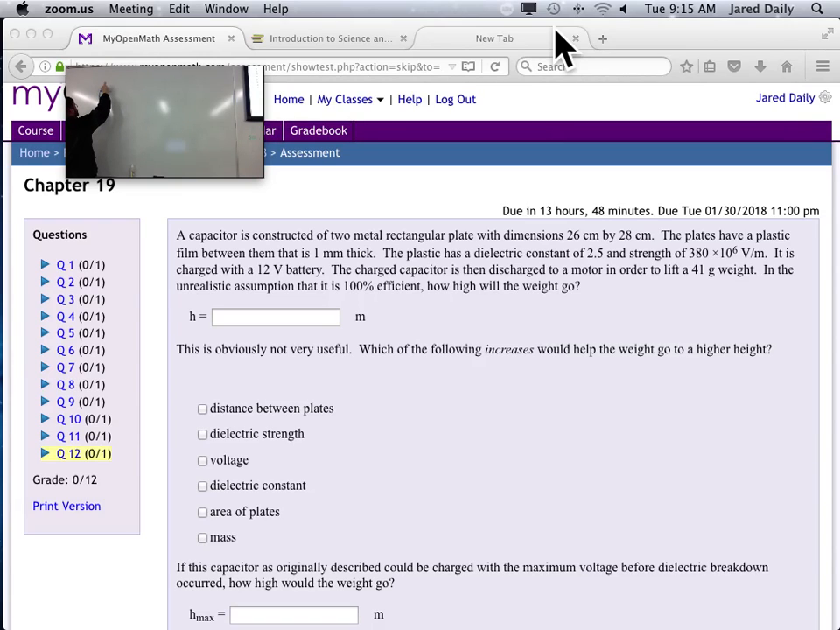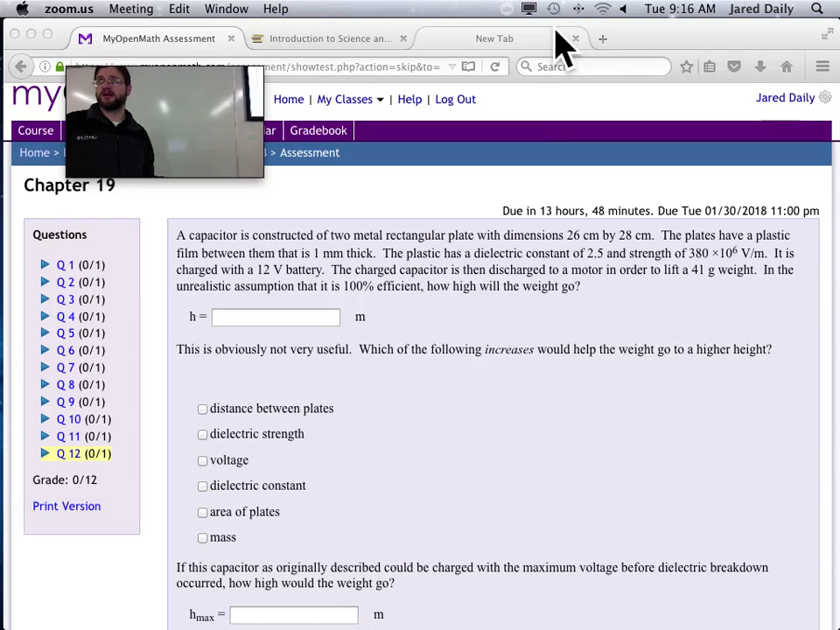Like this, maybe. It has a dielectric constant of 2.5. Turns out that they tell you the dielectric strength too, but I don't care about dielectric strength because I'm just going to use the dielectric constant. Dielectric strength and dielectric constant are just two different ways of measuring the same thing.